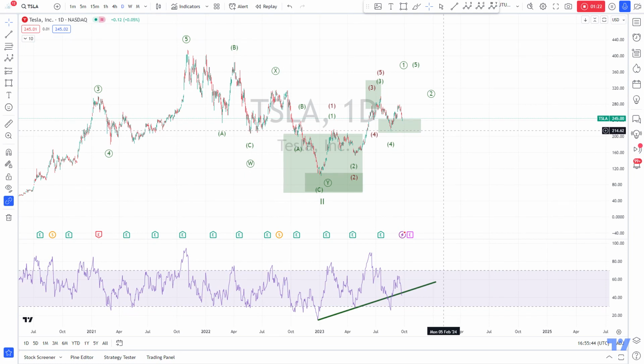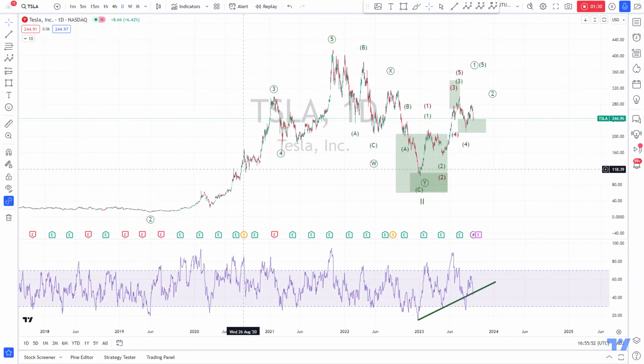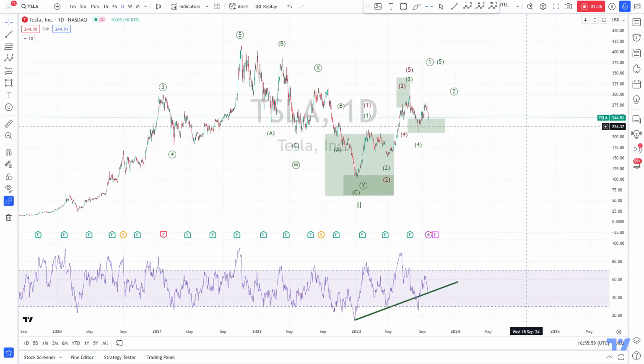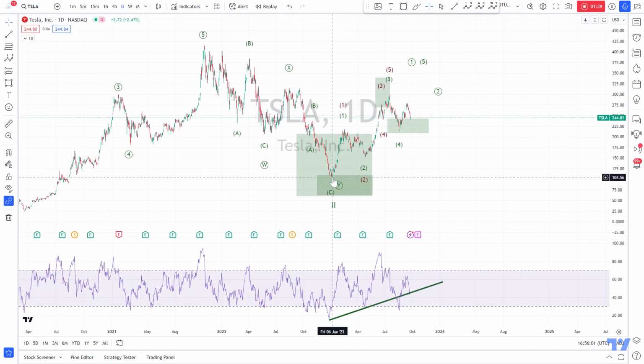Okay, now let's have a look at Tesla. So actually, I will start my analysis from here. If you are interested in the bigger picture, then please also have a look at my previous analysis where I discuss also these kind of moves here. But for now, I would like to start here with the analysis.